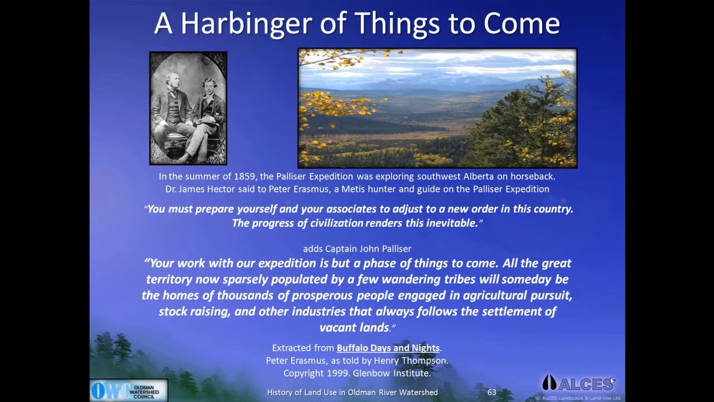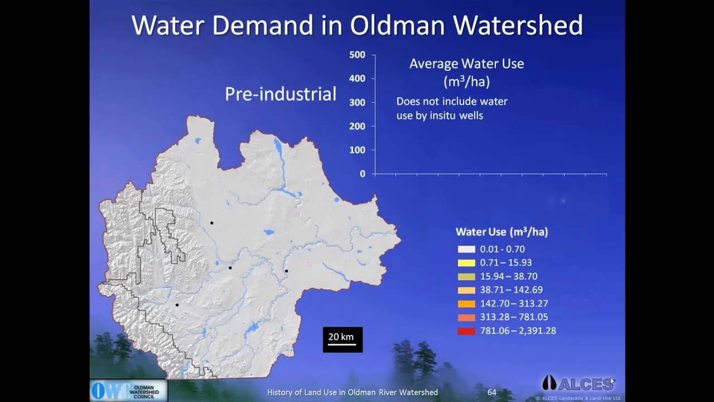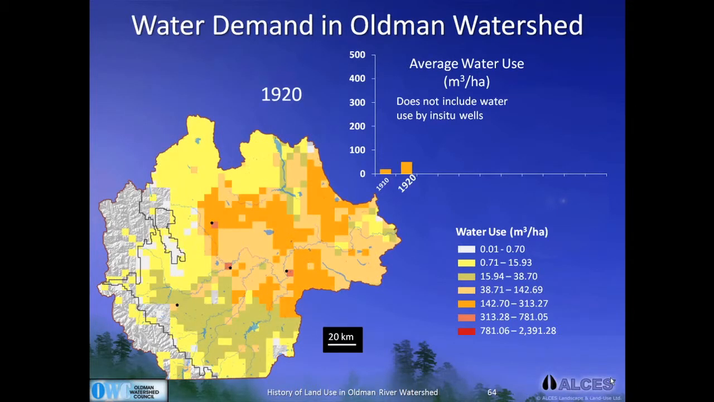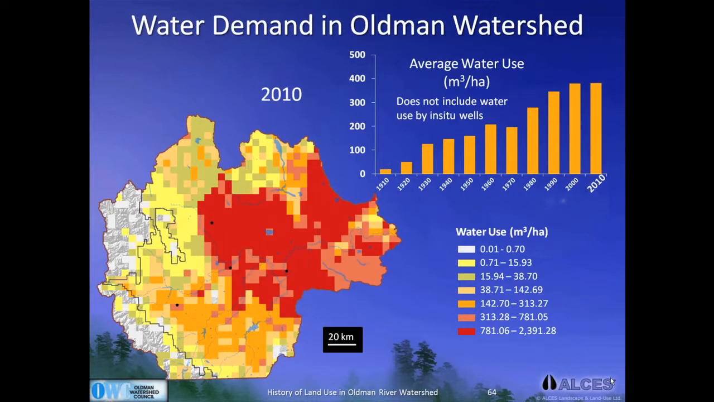So it's interesting. We certainly talk a lot about cumulative effects of overlapping land use practices. Well, maybe they weren't using the same words, but Erasmus and Hector and Palliser could see it coming well before it did. So if we put all these land uses together, we get to see some of the other aspects that emerge.